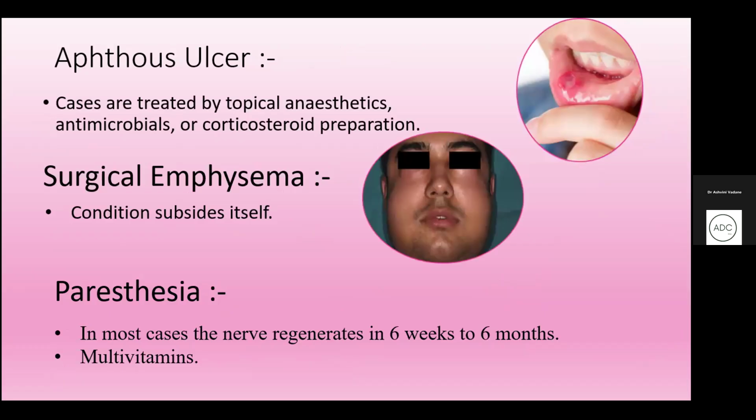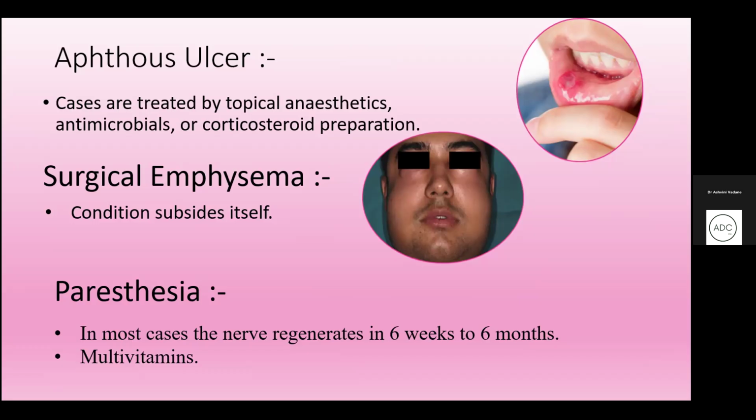Then for aphthous ulcer, you can treat with topical anesthetics, corticosteroids, or, as I told, you can prescribe Mucopain gel after the surgery so that it won't lead to any complication. Surgical emphysema subsides by itself.